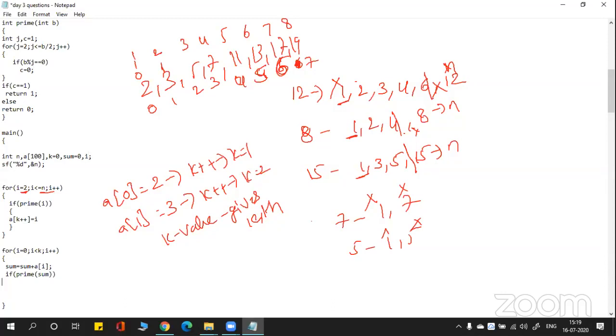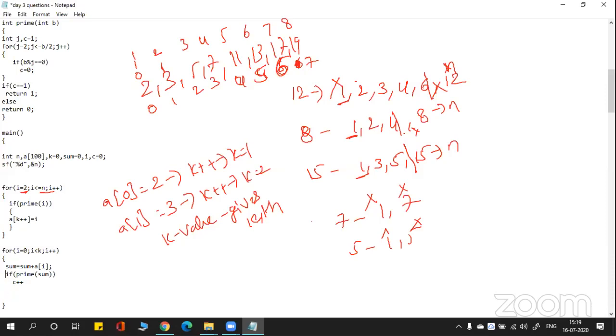Here also, when this condition is satisfied, that is, if sum is a prime number, then what should we do? If it is a prime number, then I should increment the count, C plus plus. Initially I should declare a variable count and make it 0. So tell me, will this work or not? After this, if I print the C value, will it give us the correct output?